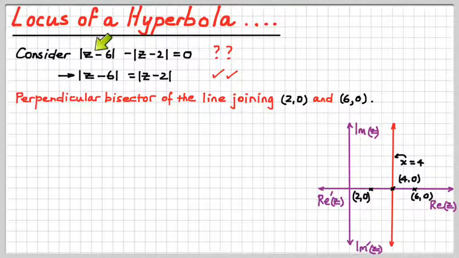That's saying that the distance that z is from 6, take away the distance that z is from 2, is nothing. In other words, they're the same distance. The z is always the same distance from 6 as it is from 2.